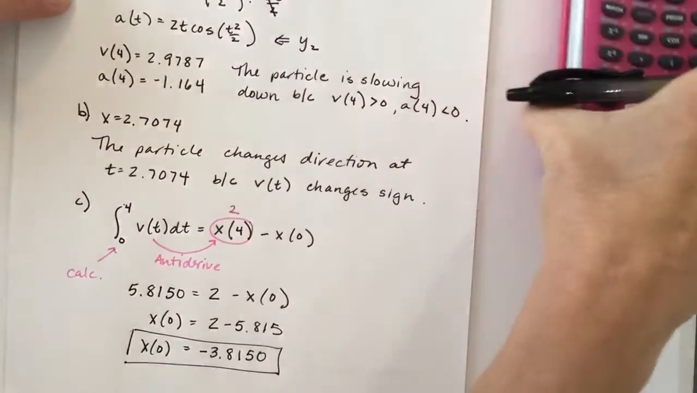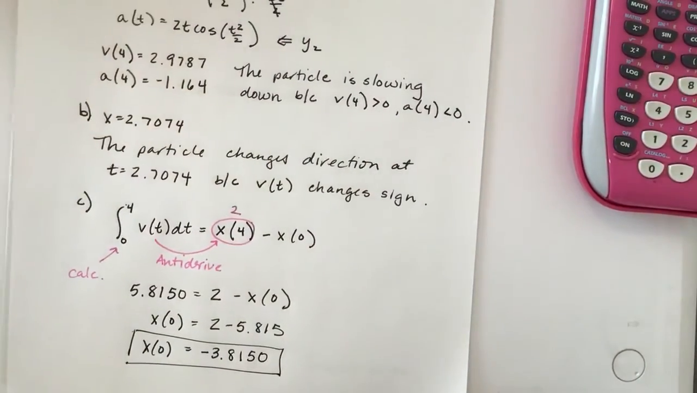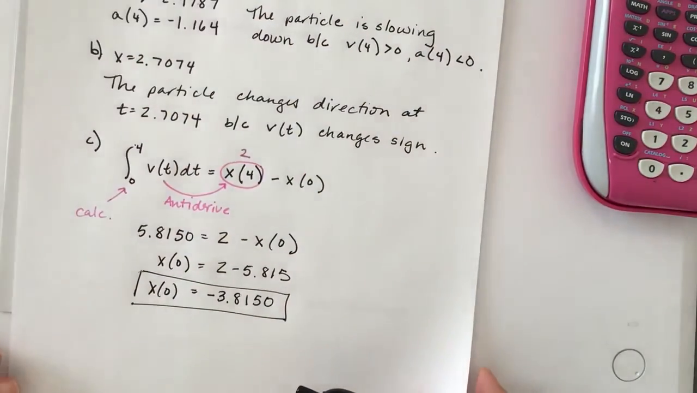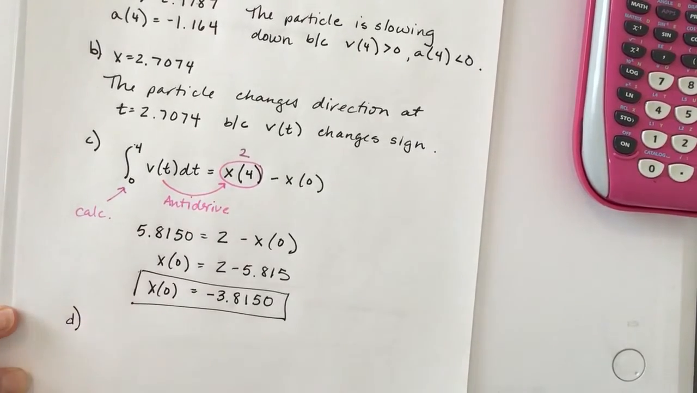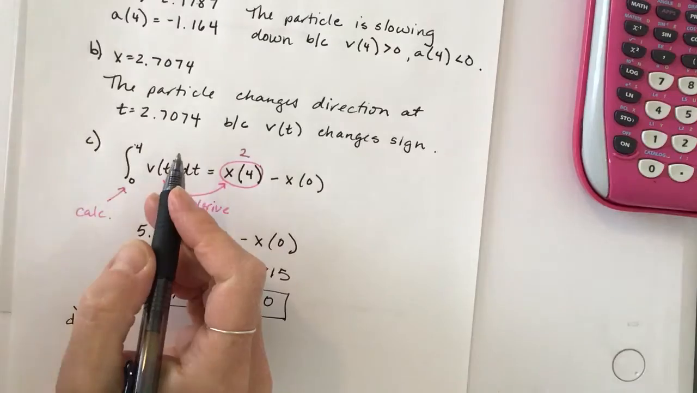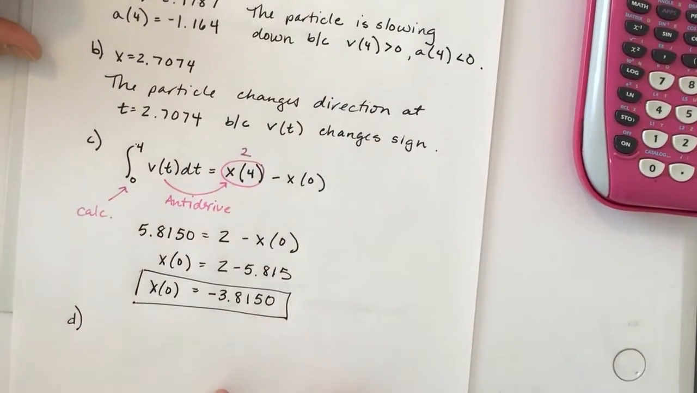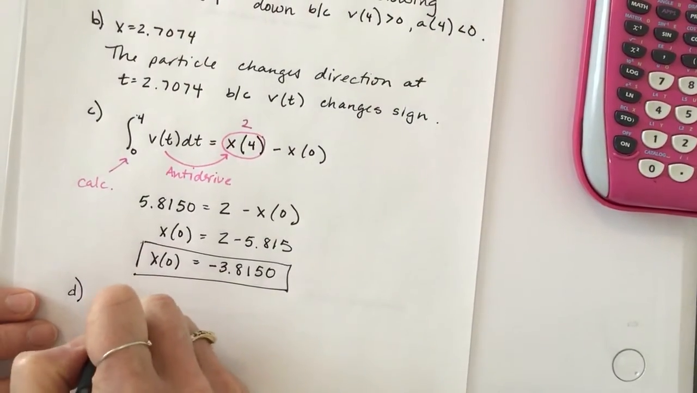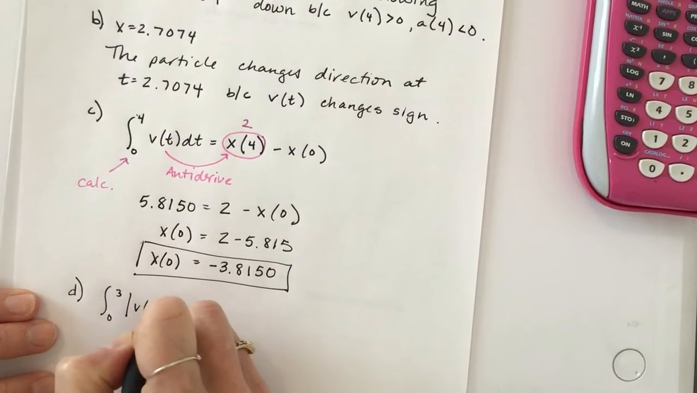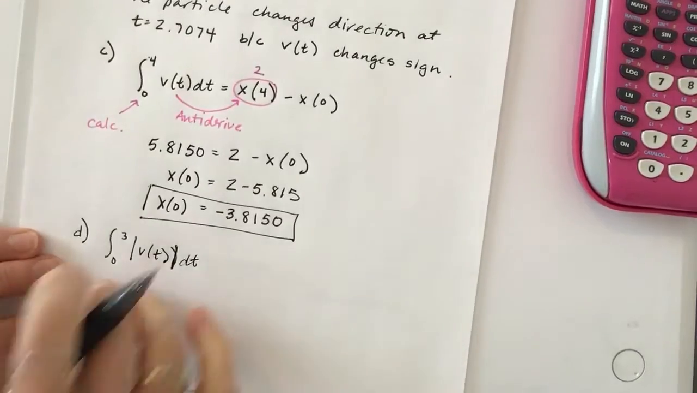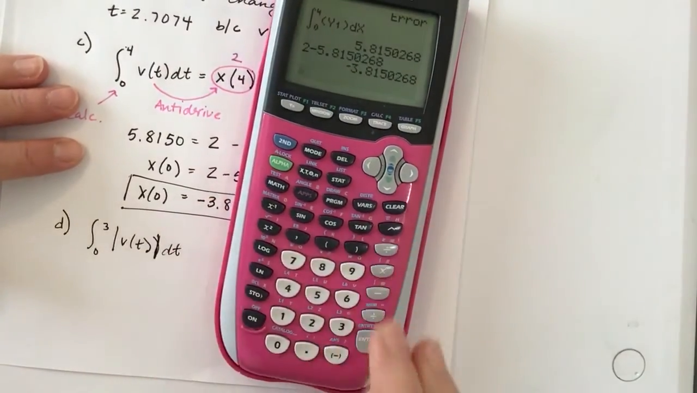Okay, and the last part, part D, find the total distance the particle travels from 0 to 3. So remember, total distance, we don't care if we're going right or left. Remember, we stop at 2.7 and start going left. But on the calculator, it's a nice, easy calculation. Total distance is the integral from 0 to 3 of the absolute value, and we plug that into the calculator, which is so nice.